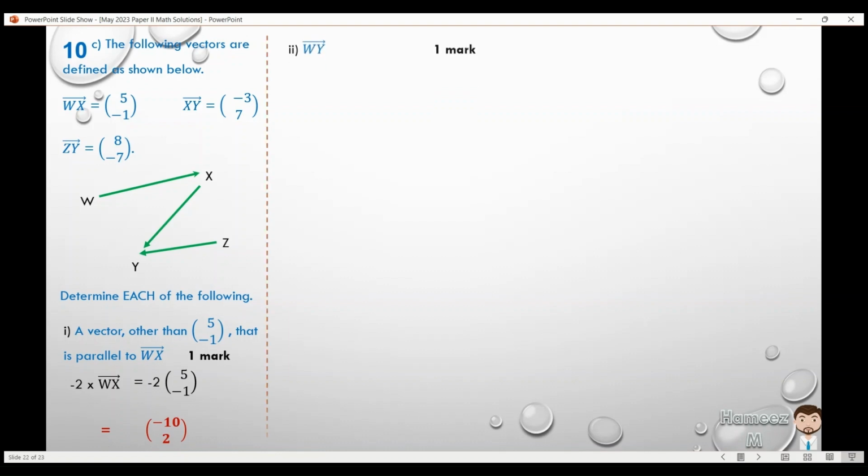Let's move on to part 2, WY. If we want to go from W to Y, let's indicate that with a red arrow. We can pass from W to X and then X to Y. So let's write that. Now let's substitute 5, minus 1 plus minus 3, 7. 5 plus minus 3 is 2, and minus 1 plus 7 is 6. So WY is 2, 6.